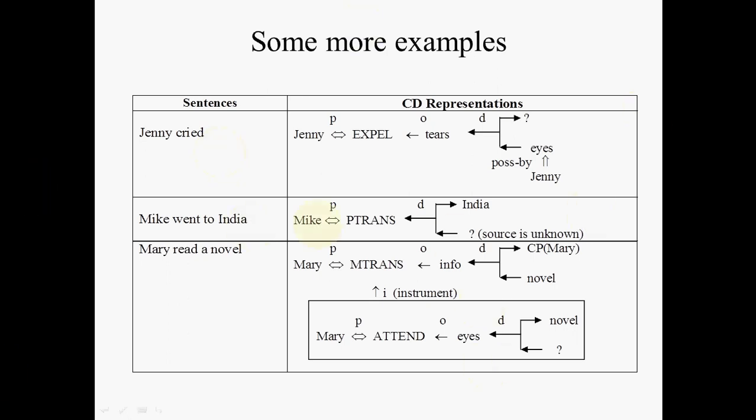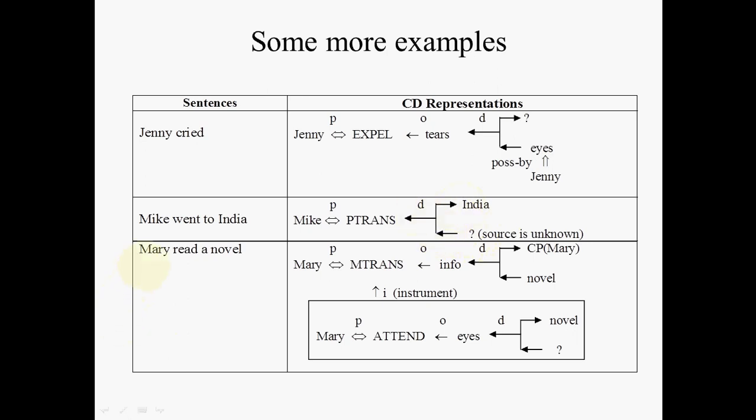Okay. The second example, Mike went to India. Again, went, the action is physical transfer, correct? You are physically transferring yourself. So it is P trans. It's a past tense. So Mike P trans. Now, where he went? He went to India. Okay, so destination relation. Is it told to you from where Mike traveled to India? It is not told. So source is unknown. So question mark. Whenever source is unknown, question mark. And the destination is India.